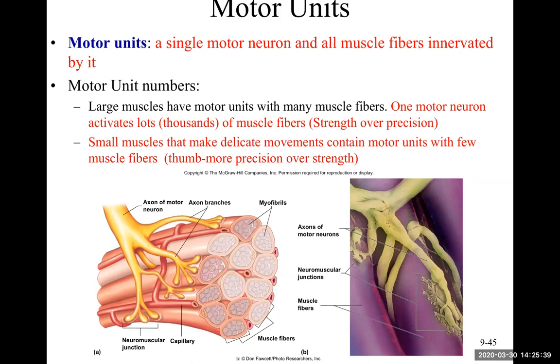So for the small muscles, one motor unit, one motor neuron, would go to very few muscle fibers. So then you can control the exact location of your fingers as they move from one point to another. You can imagine if you are doing surgery, you need to have incredible precision so you don't cut something accidentally. So you don't have to worry as much about strength. You just want more precision in the fingers.